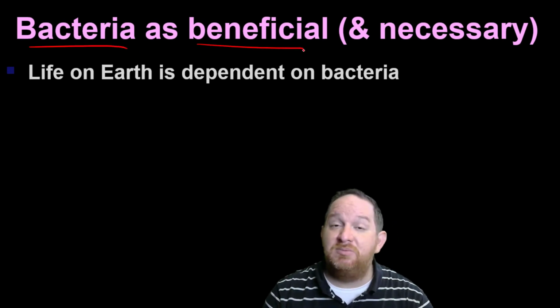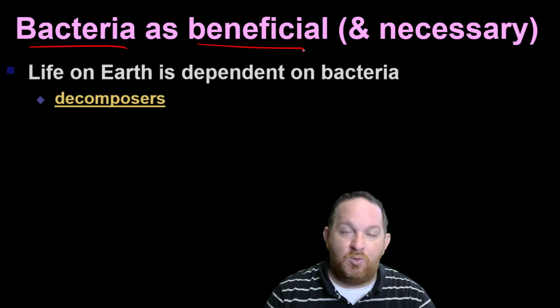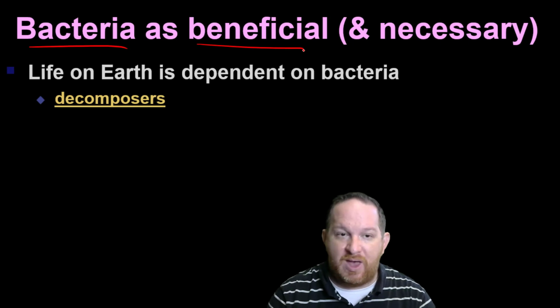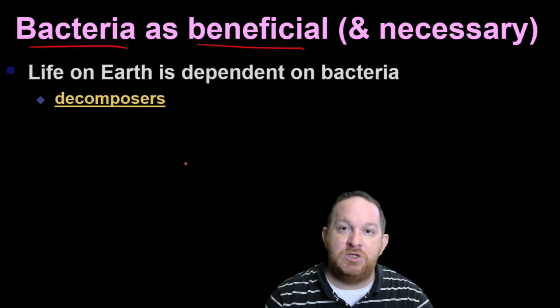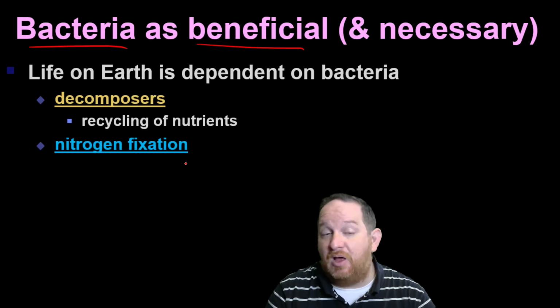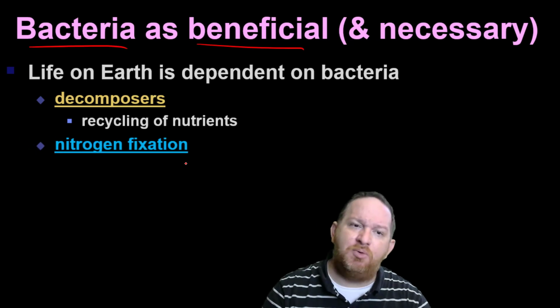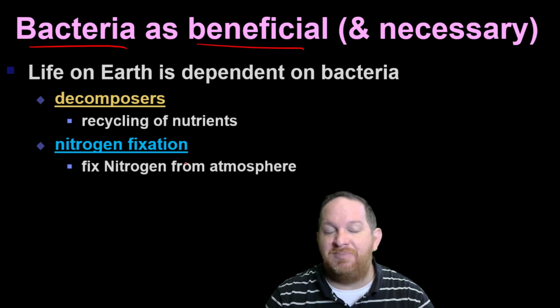Many bacteria are actually beneficial and necessary. If you think about decomposers, when we talk about the food chain and the food web, bacteria help to break down organic matter so that it can be recycled into new organic matter. So this whole recycling of nutrients relies a lot on bacteria. Another important thing that bacteria do for us is that they fix nitrogen from the atmosphere.